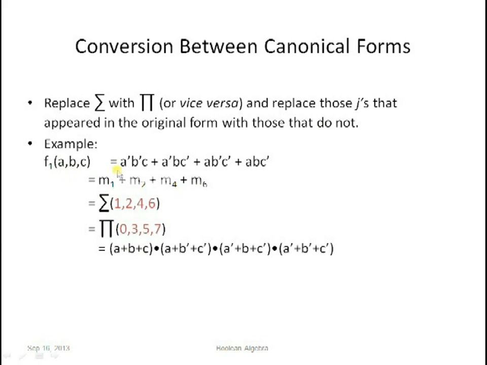F1 of a, b, c equals this expression, and the minterms for this particular expression are m1 plus m2 plus m4 plus m6, and the max terms for this expression are the terms which are not the minterms. Okay, so these are the minterms. Apart from these terms, all the remaining terms are considered as the max terms. So if any expression is given and you are asked to find the minterms and max terms, this is how we find them.